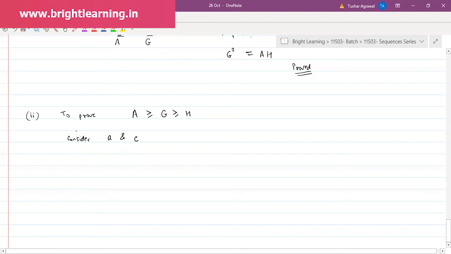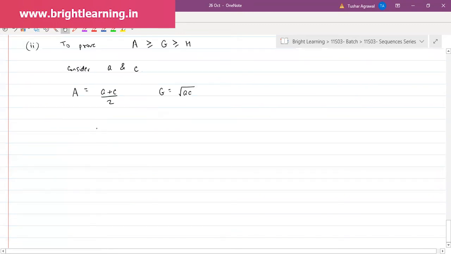Consider A and C. So what do we have here, sir? Arithmetic mean is equal to (A plus C) upon 2, and geometric mean is equal to root of AC. Just consider, randomly, A minus G. How much will it be? A minus G will be equal to (A plus C) upon 2 minus root of AC.